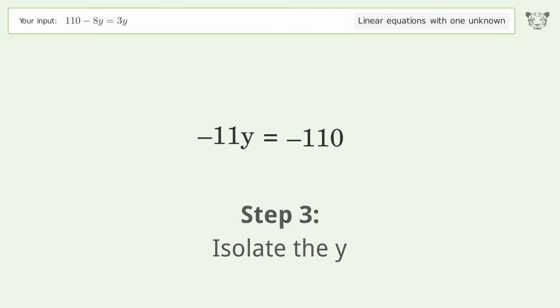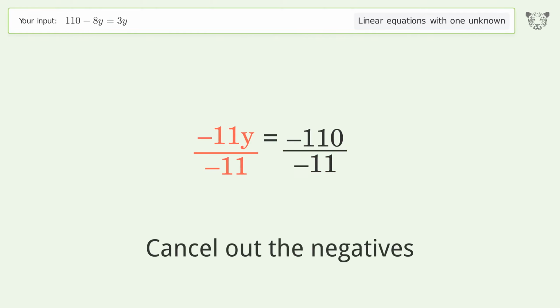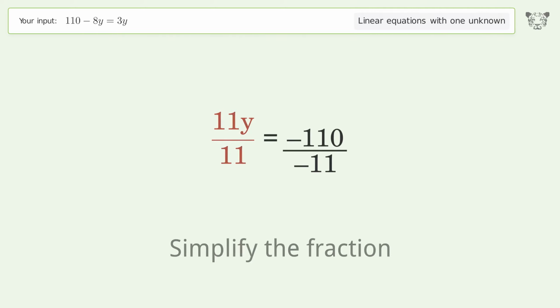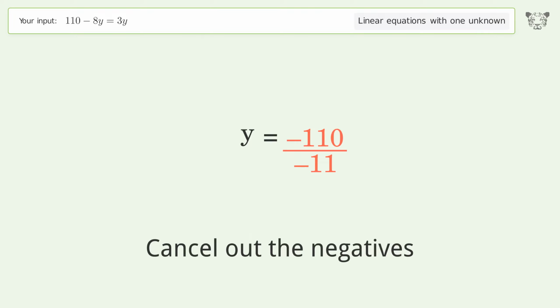Isolate the y. Divide both sides by -11. Cancel out the negatives. Simplify the fraction. Cancel out the negatives.